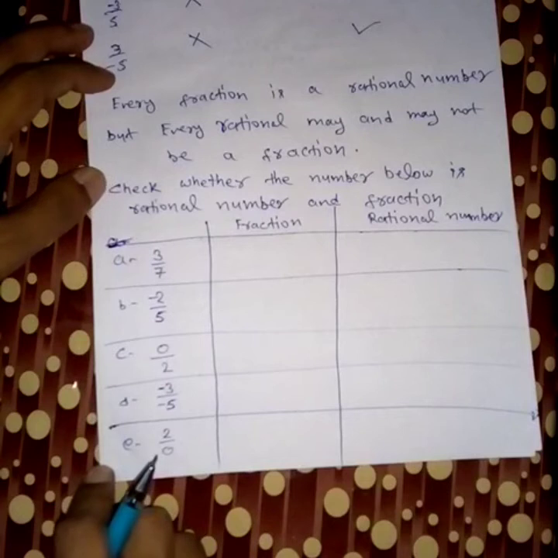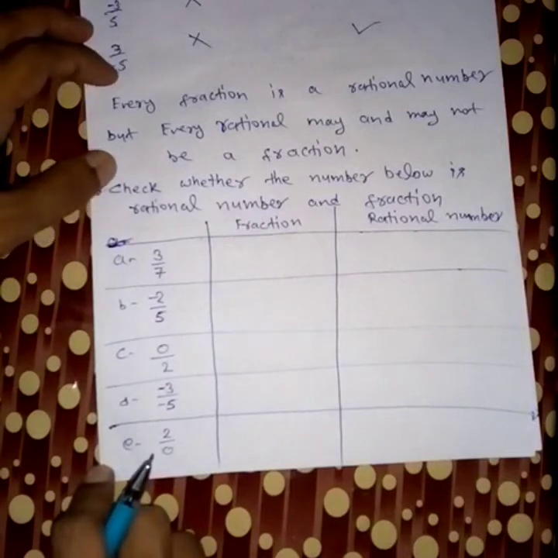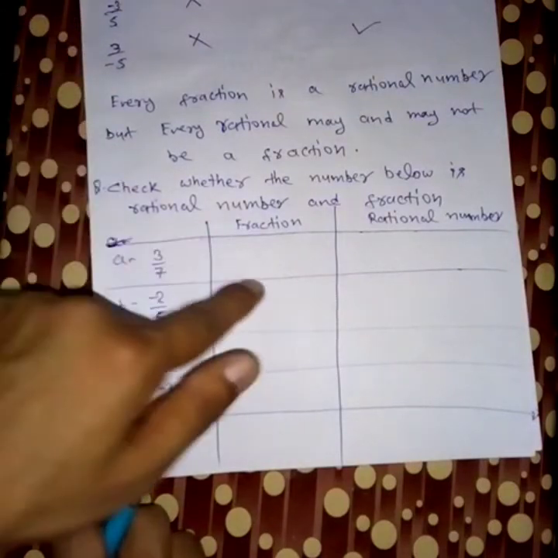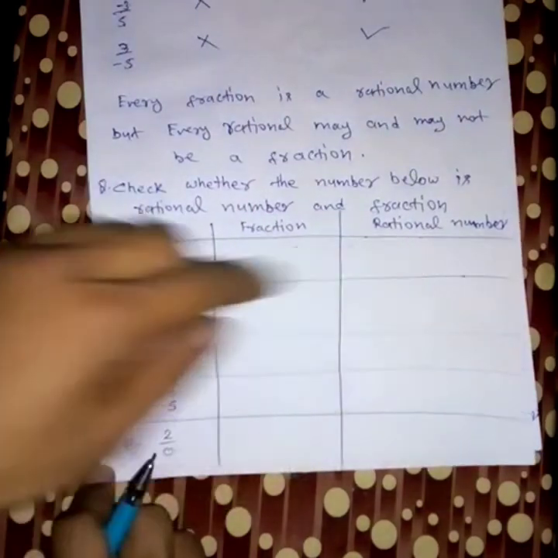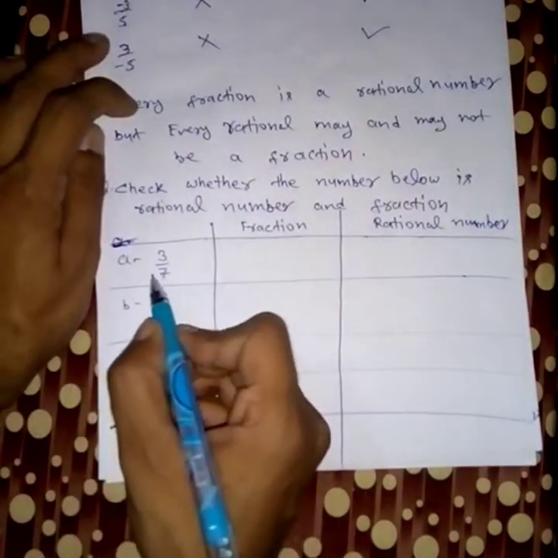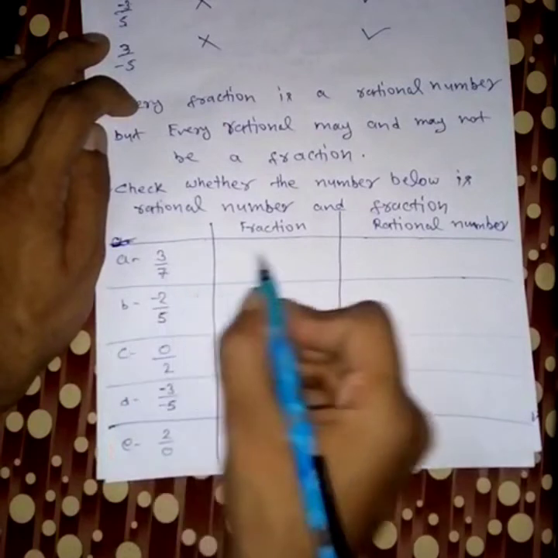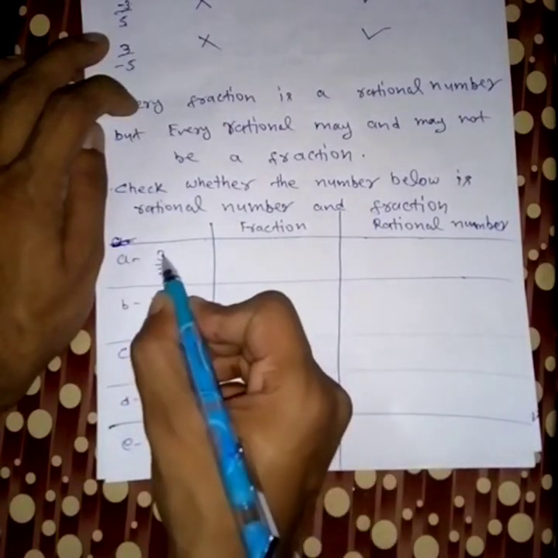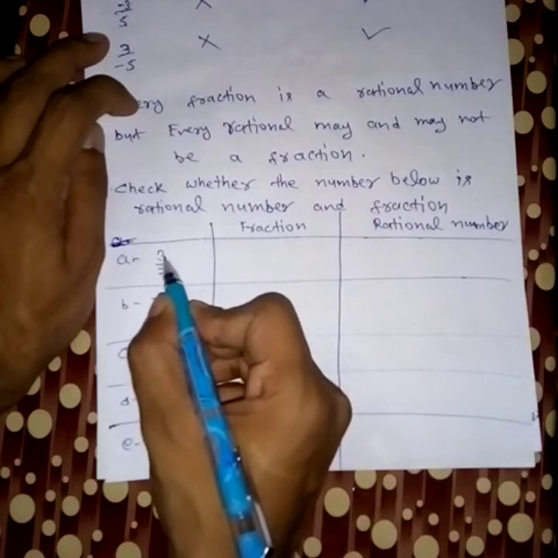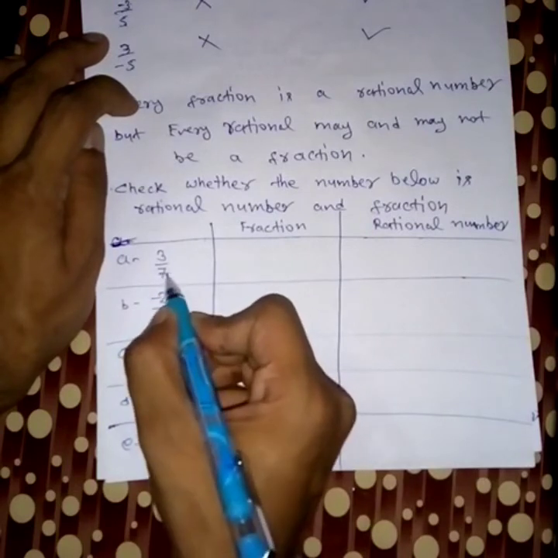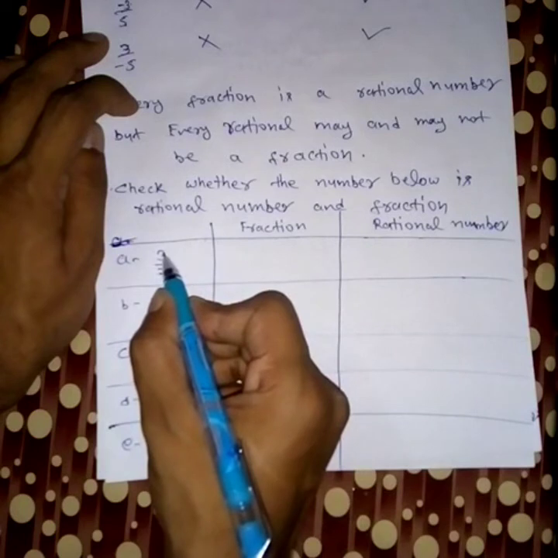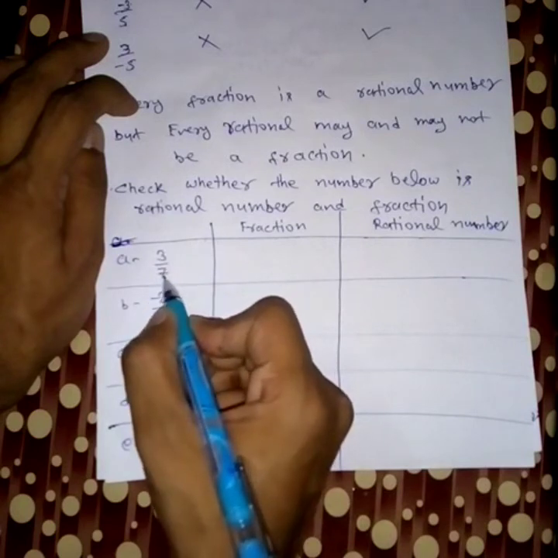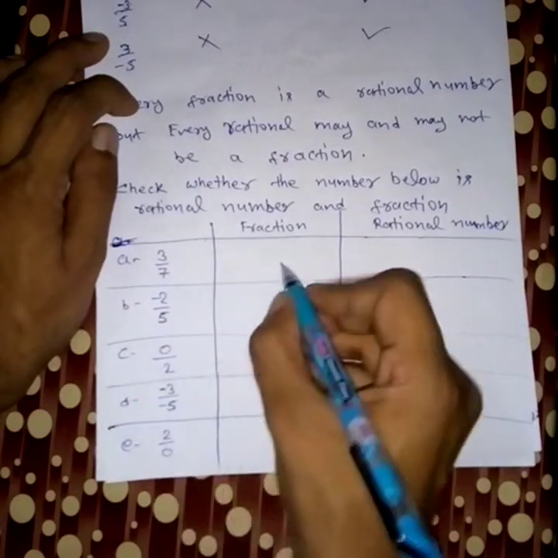I have made some questions for you to check whether numbers are fractions and rational numbers. So I am doing the first question for you. Is 3 by 7 a fraction or not? Let's check it. 3 by 7 is in the form of A by B. Yes, A by B. A is a whole number. Yes, 3 is a whole number. B is a whole number. Yes, it is a whole number, so it is a fraction.